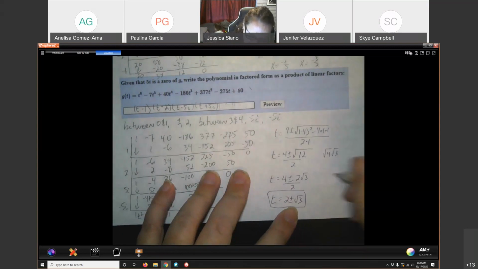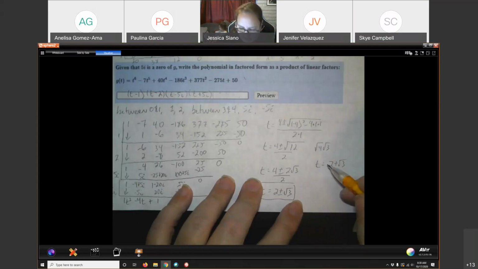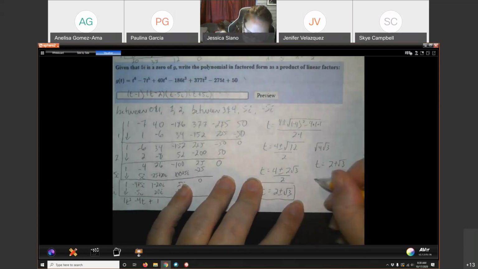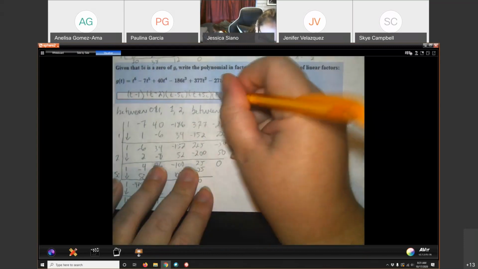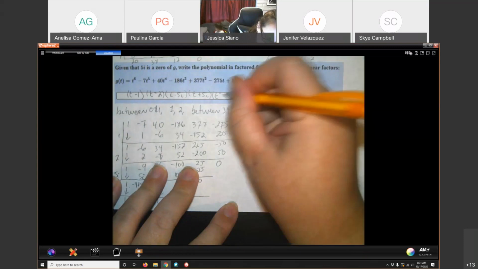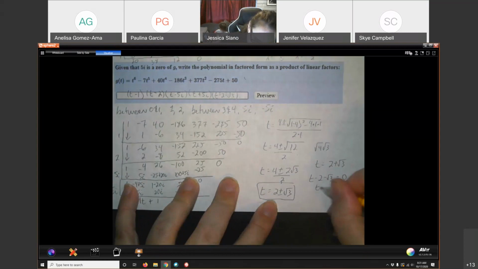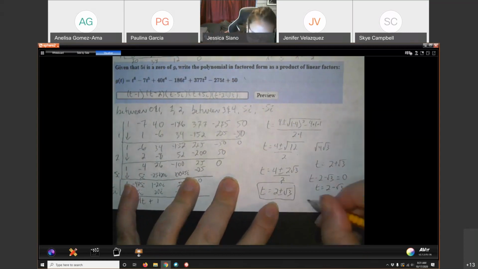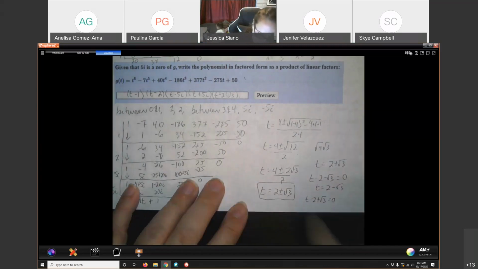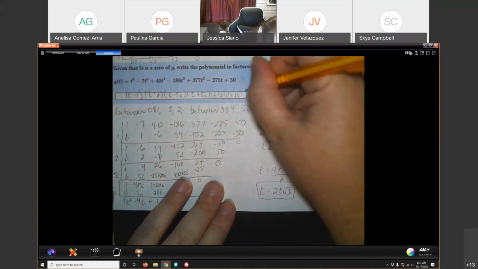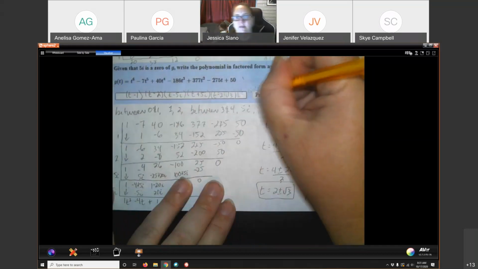So if t equals 2 plus rad 3, right, and we want to make it equal 0, then we would subtract the 2 and subtract the rad 3. So that would be one of my factors: t minus 2 minus rad 3. And then if it was t equals 2 minus rad 3, then when I move this over, it would be t minus 2 plus rad 3. So that would be my last factor.